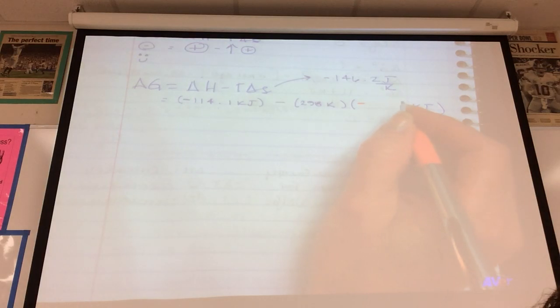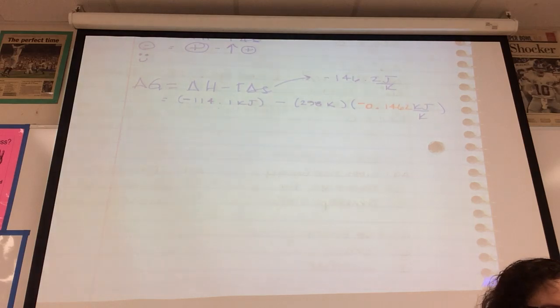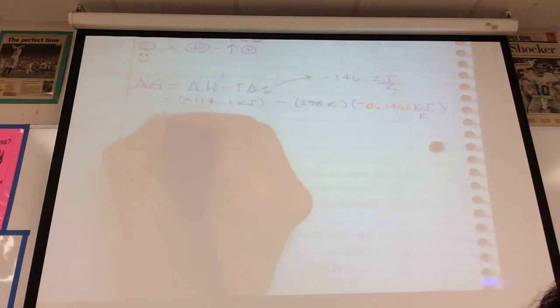You divide by 1,000, or move the decimal 3 to the left, is correct. Be careful. That's a careless error you don't want to make. We have negative 114.1 minus 298 times negative 0.1462. And they gave it to me at 25 degrees Celsius. That's 2 sig figs. Although if you did 3, it wouldn't matter. Let's go with 2 answers here.